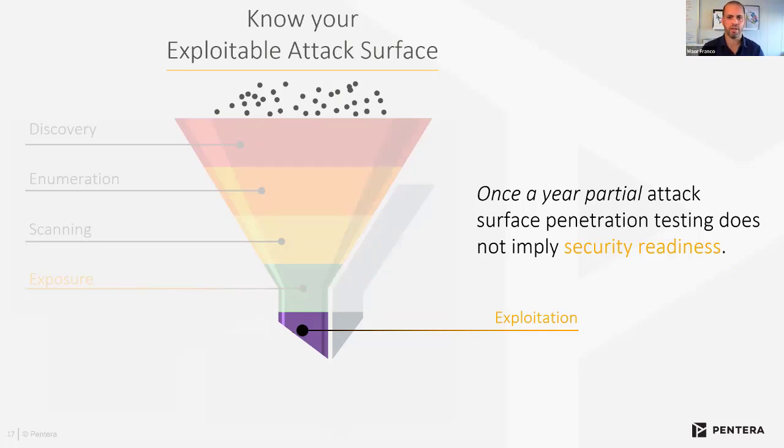Third step, to shift and actually know your exploitable attack surface. Evaluating your attack surface through penetration testing once a year, bi-yearly, even quarterly does not imply security readiness. We all know no one loves this one-off penetration testing because it creates havoc. It's like a post-tsunami pen test. And the output takes three weeks to generate the report. We only focus on the two most critical.